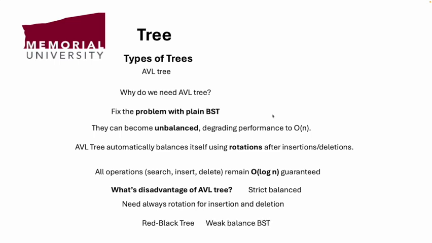So this is the weak balance binary search tree, the red-black tree. Since we don't have much rotation, the red-black tree is good for frequent insertion and deletion. That's common sense, right? Okay, once we design that.